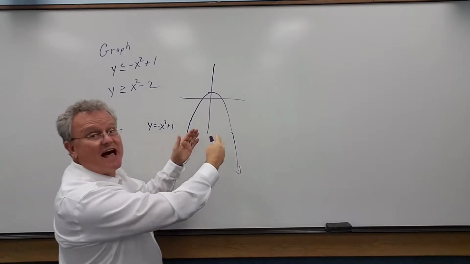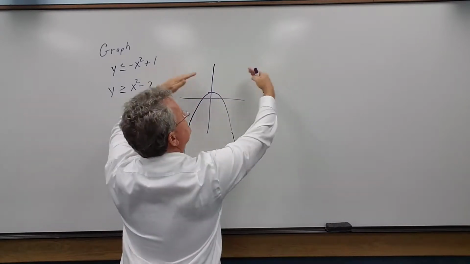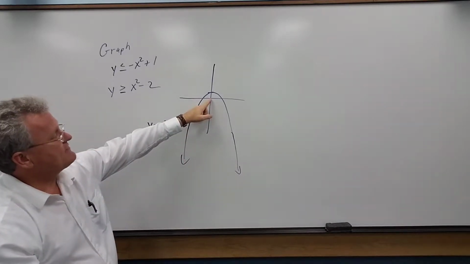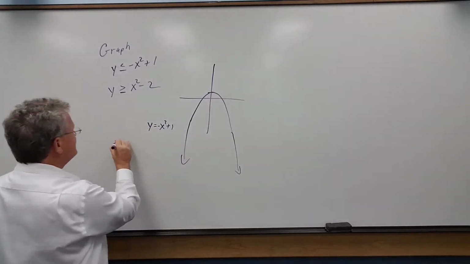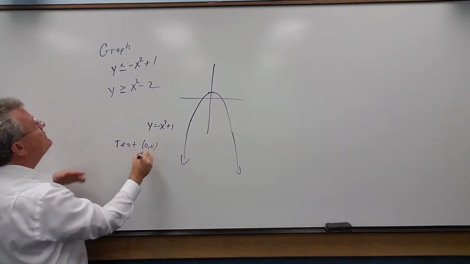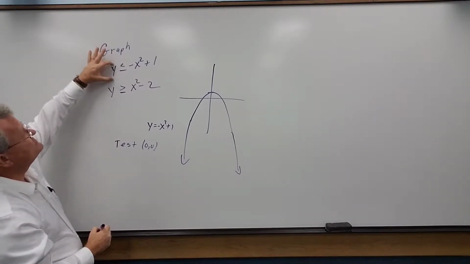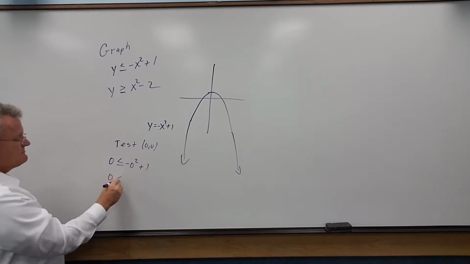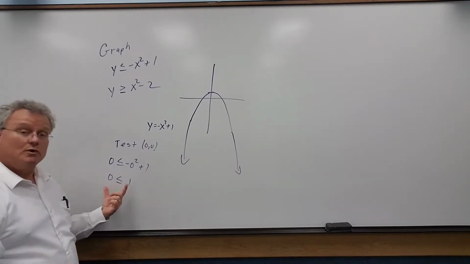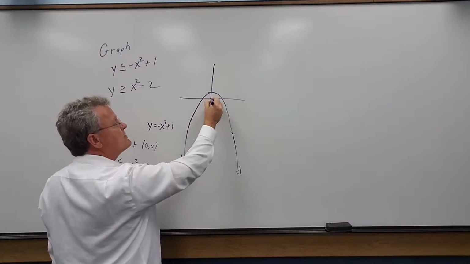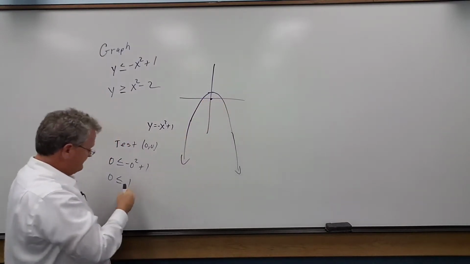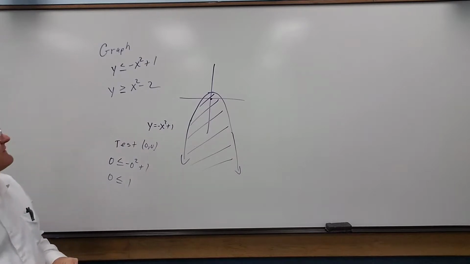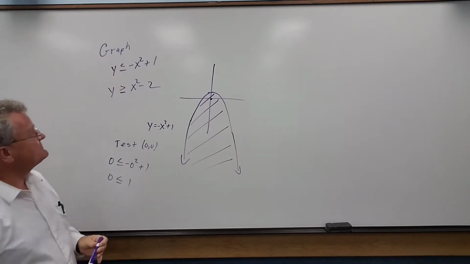Now, the question is, which side of this graph do we shade? The outside or the inside? Well, to figure that out, we got to test a point. Let me test a point on the inside, the origin, 0, 0. When I test 0, 0 in the original inequality, we get 0 is less than or equal to negative 0 squared plus 1. That simplifies to 0 is less than or equal to 1, which is true. So that means, because that's on the inside and that worked, every point on the inside will satisfy this inequality.